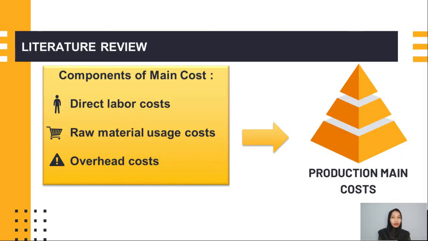The COGM, or the production cost, is classified into 3 components. Like I said before, the 3 components are: 1. Direct material or raw material usage costs, 2. Direct labor costs, and 3. Overhead costs.